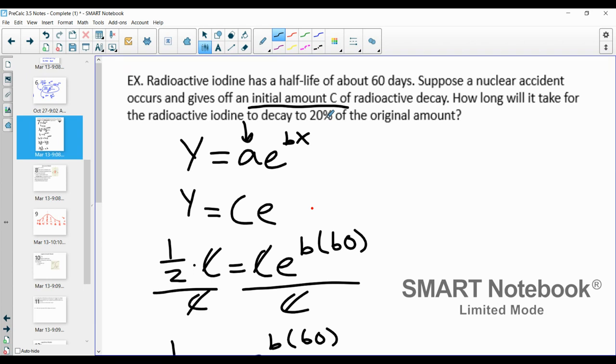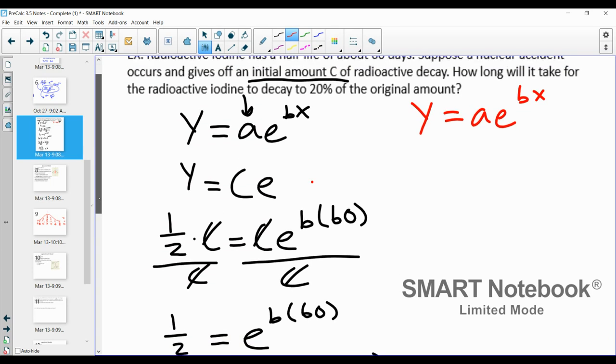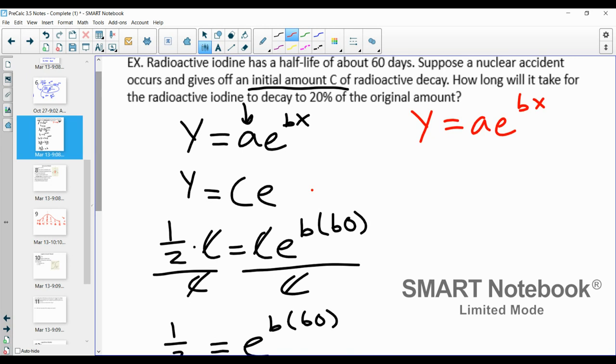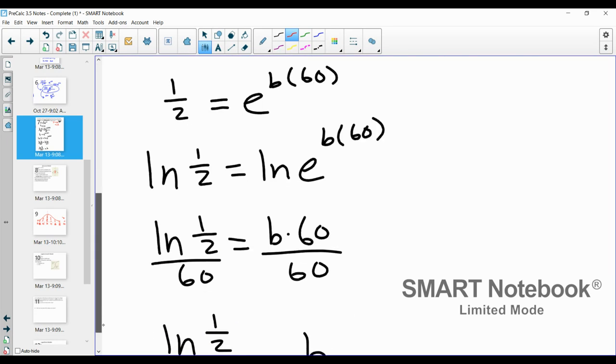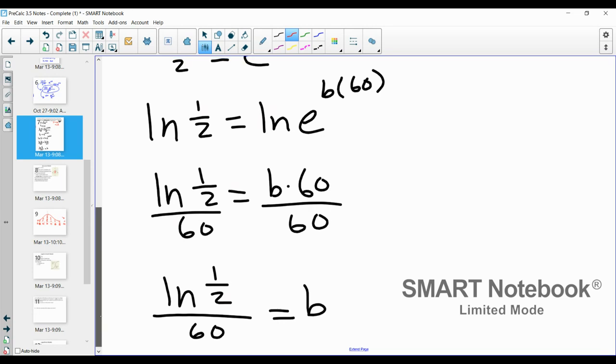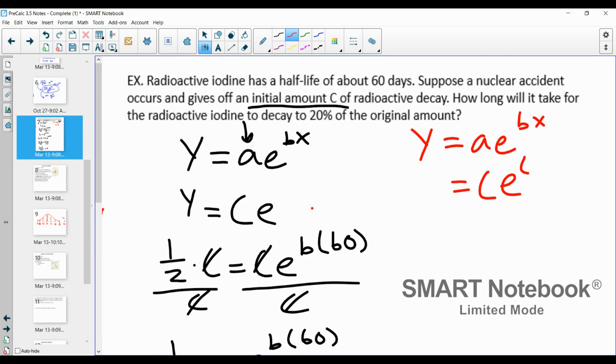Again, I'll change colors here. We have Y equals A E to the B X. This time, my initial amount is still C because I'm kind of restarting from the beginning again. I haven't really found anything. So my initial amount is C. E. B is what I have here, the ln of 1/2 divided by 60. And my X, I don't know.